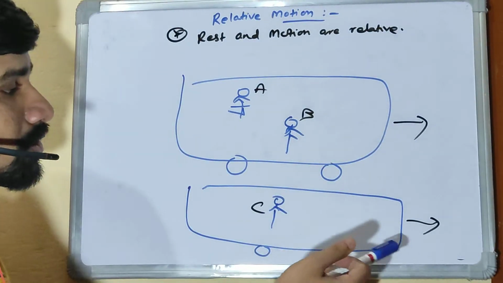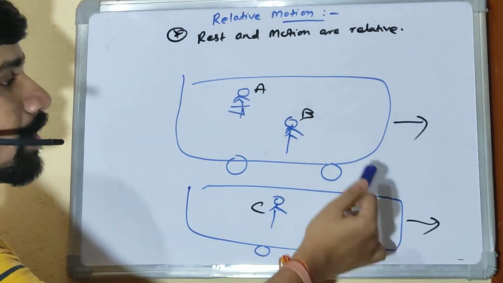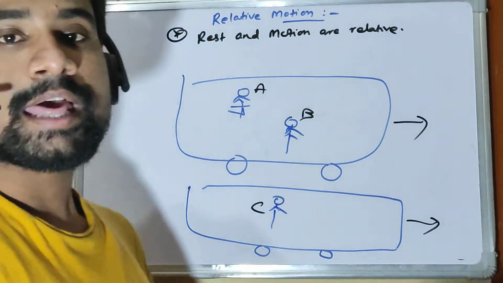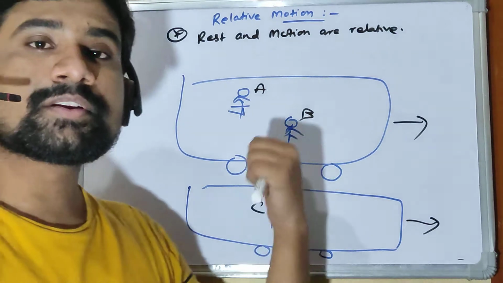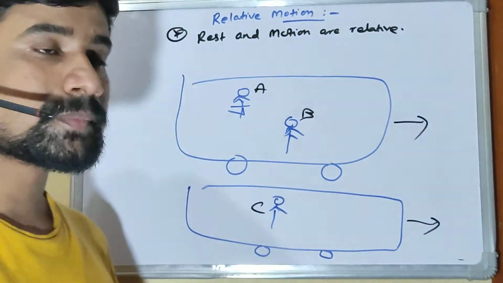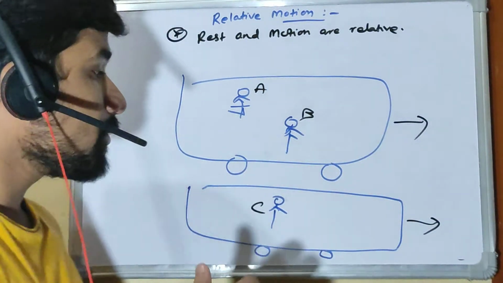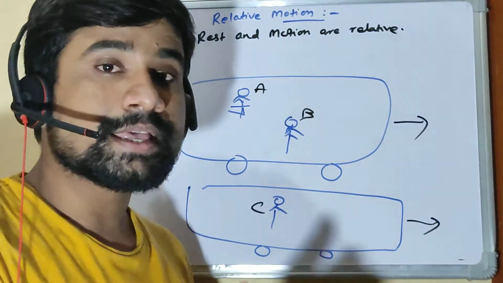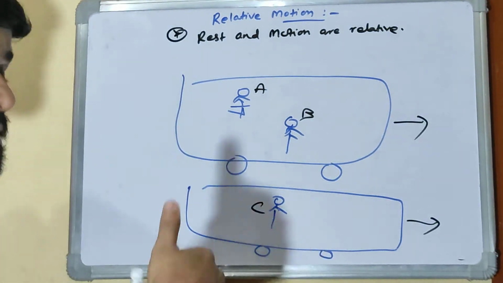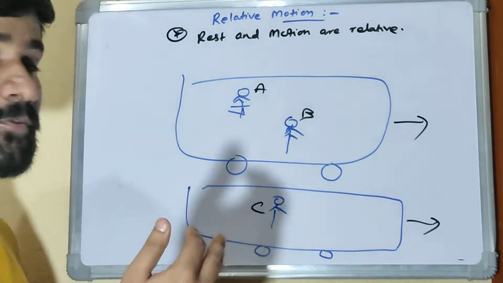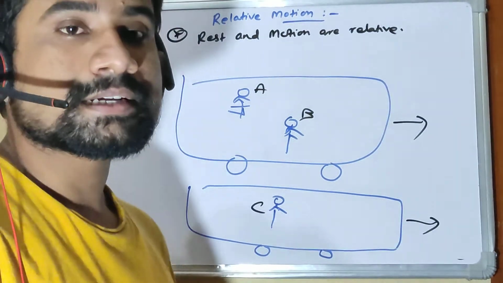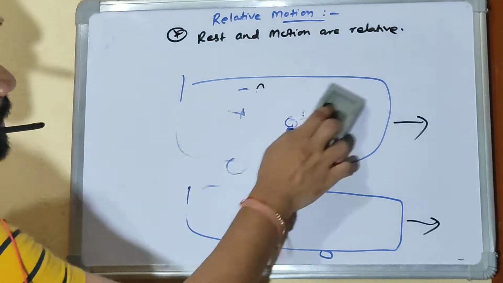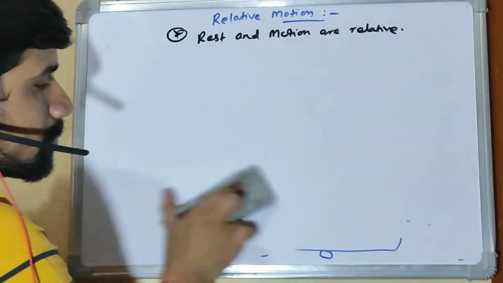Now it depends on how fast this bus is moving and how fast that bus is moving, and based on these two only, I'll be able to say whether for person C I'm in rest or motion, right? So here the frame has changed. Now the frame is in motion. So if the frame is in motion, I can't directly predict what is going to be my state, right?